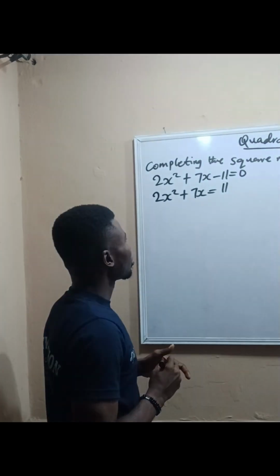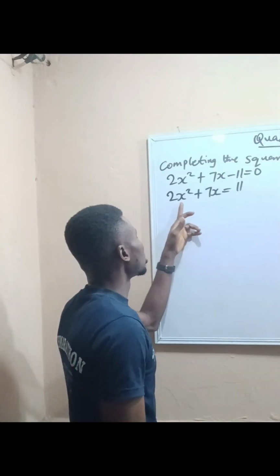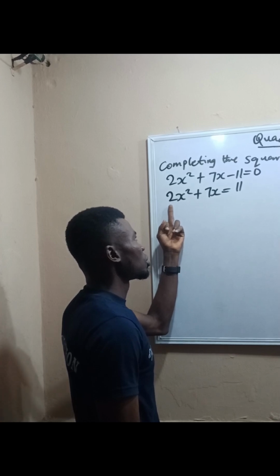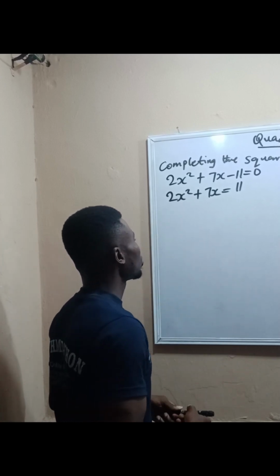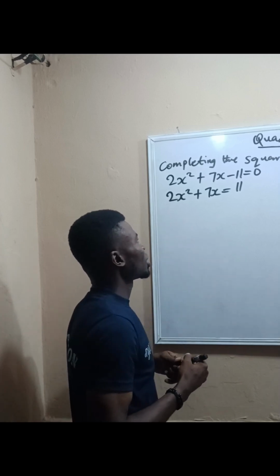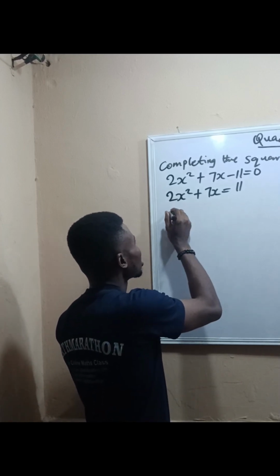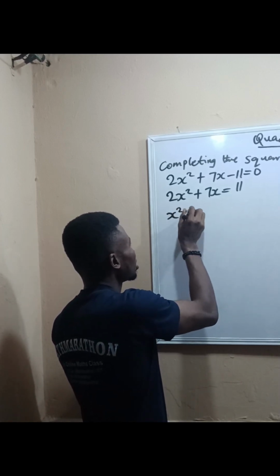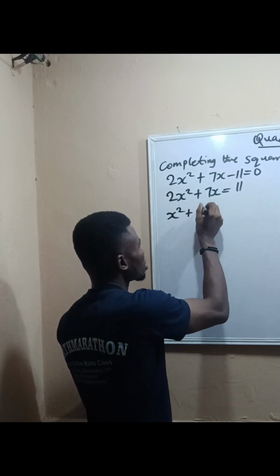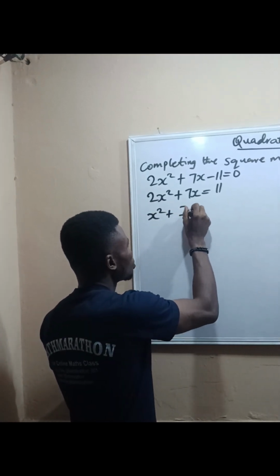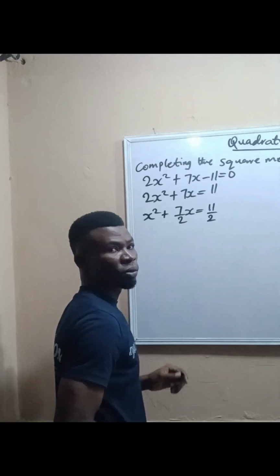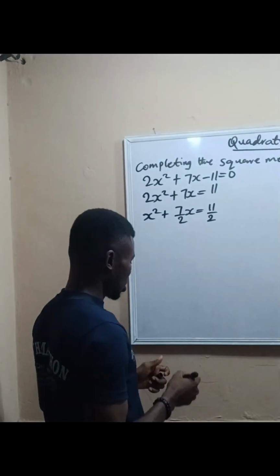Now, secondly, we've noticed that the coefficient of x squared is not unity, that means it's not 1. So we try to make it 1. And how do we do that? We divide through by the coefficient of that x squared. And when we do that, we have x squared plus 7 over 2 x is equal to 11 over 2, right?